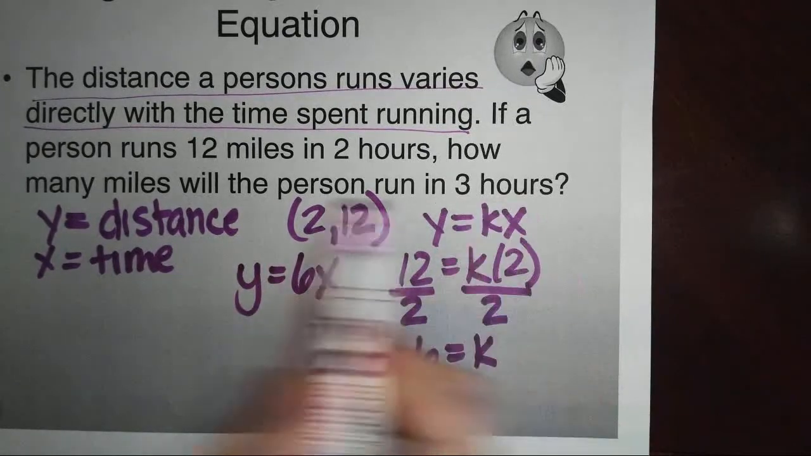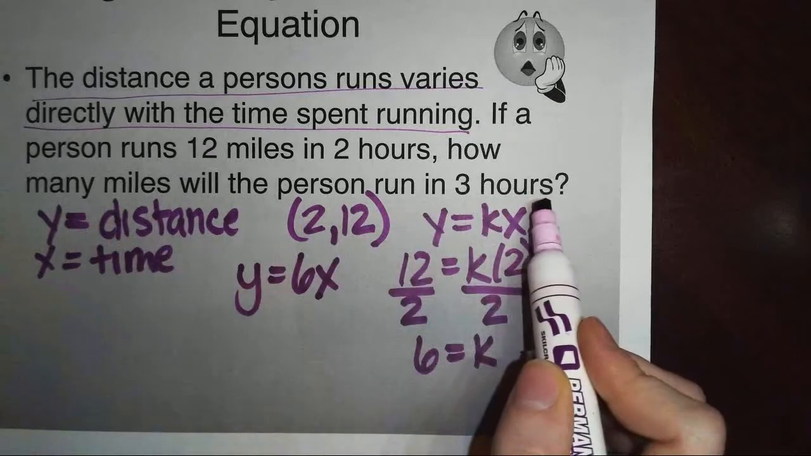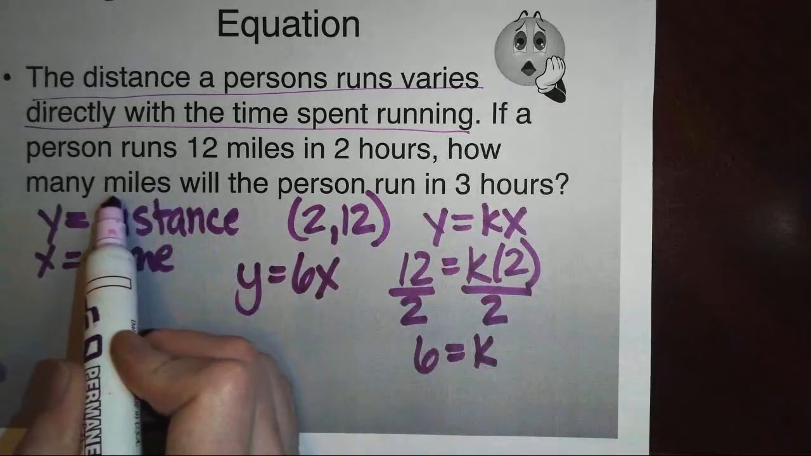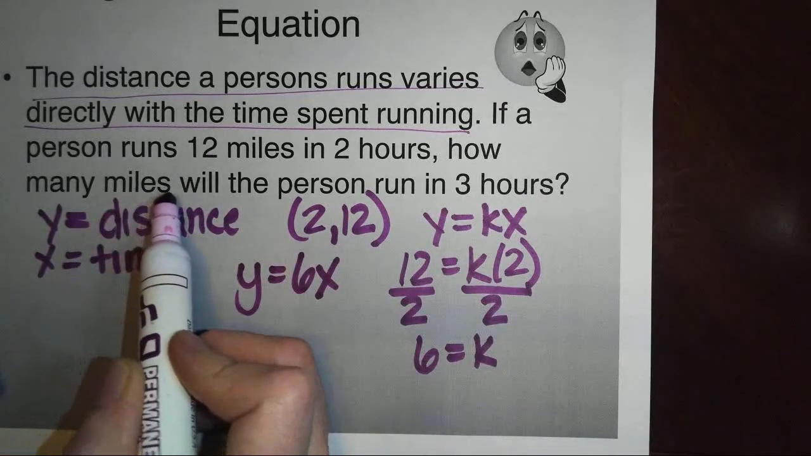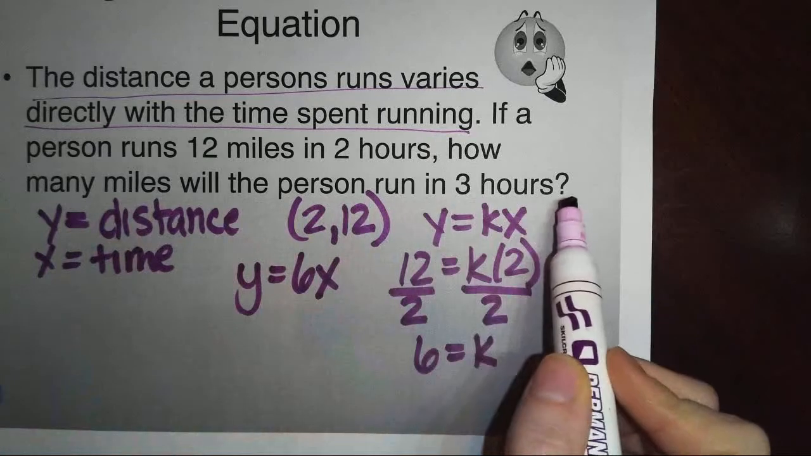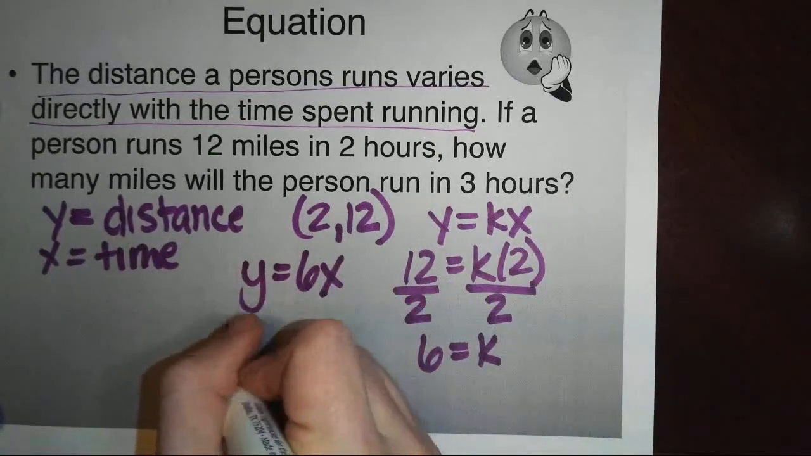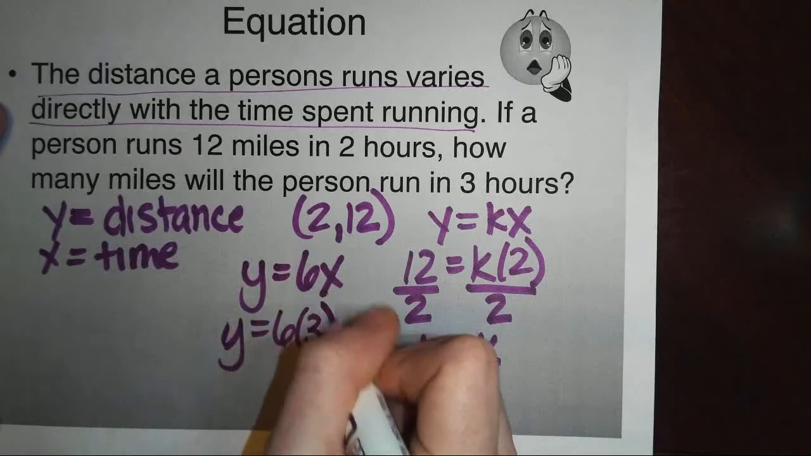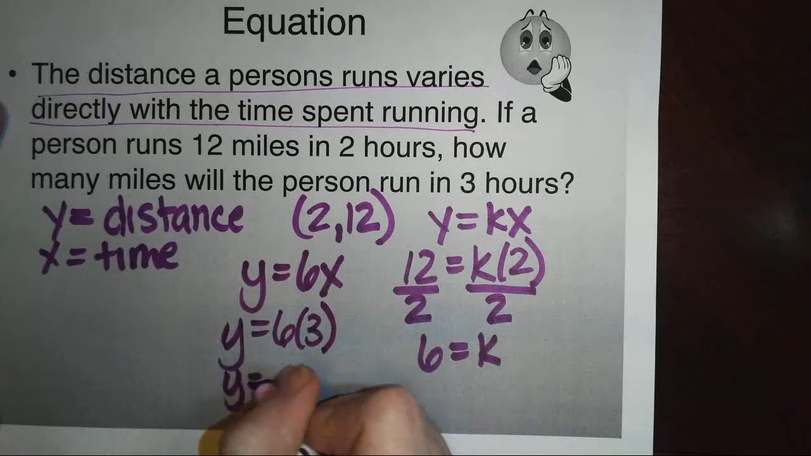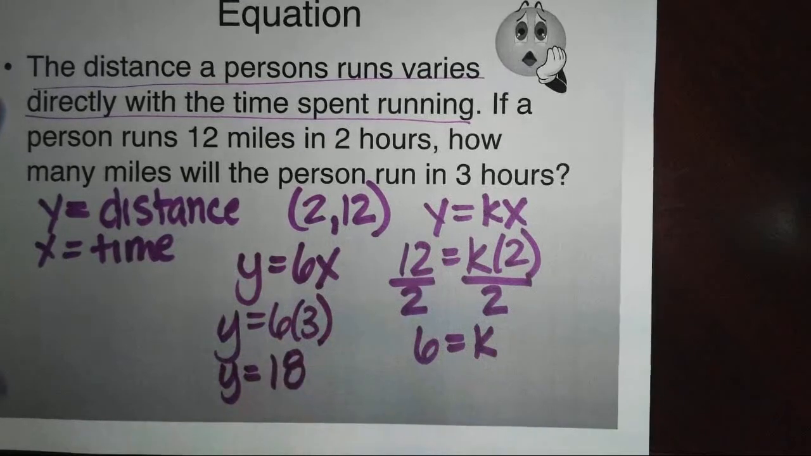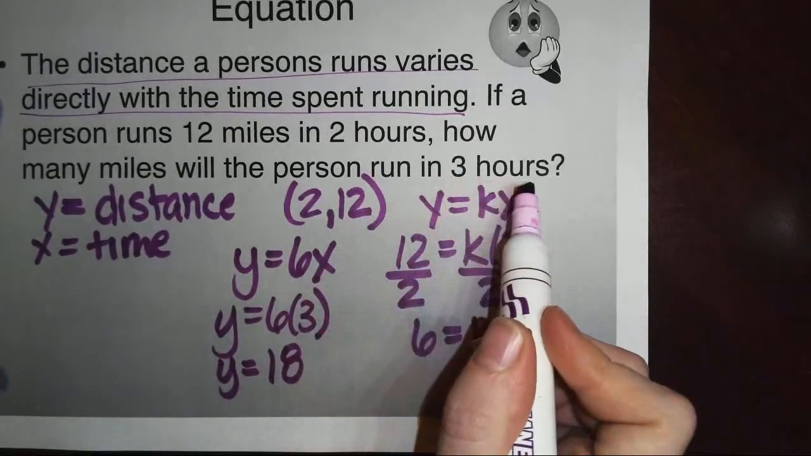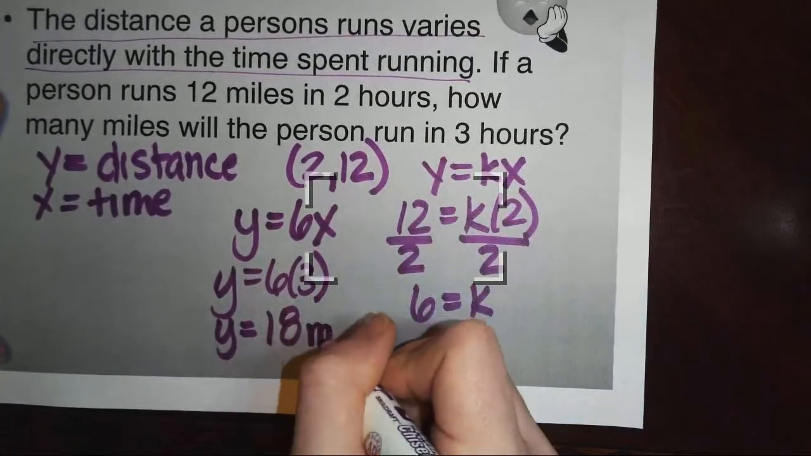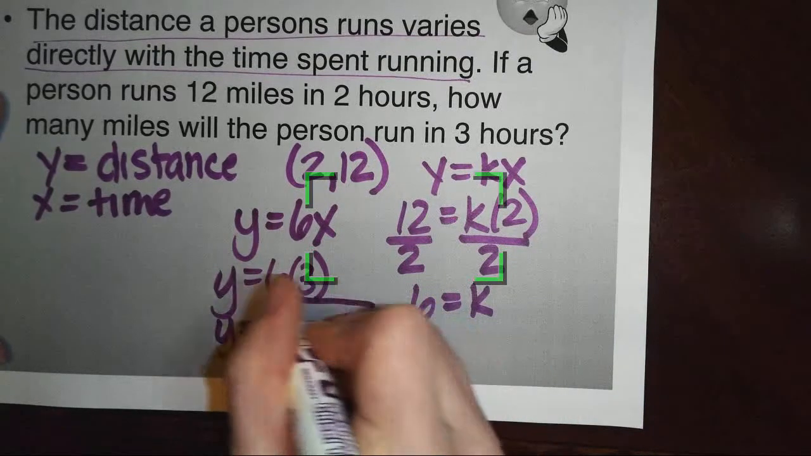Now the question is, how many miles will the person run in 3 hours? So I'm looking for a distance, y, under a given time, 3. So I plug that 3 into my x value, and I get that y equals 18, or that in 3 hours they will run 18 miles.